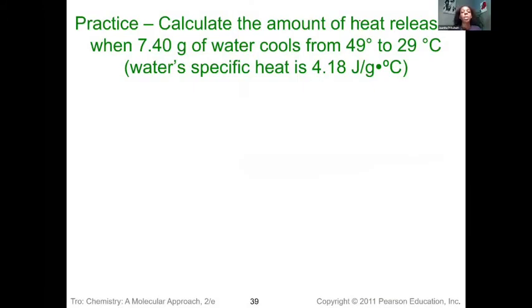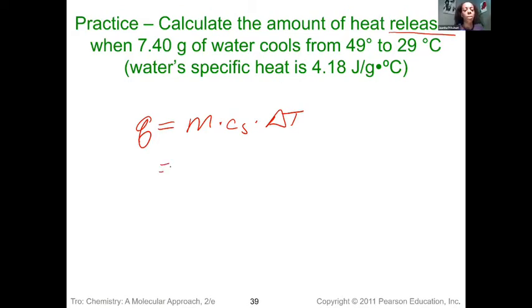Okay, so the next problem says, calculate the amount of heat released, think about what we should be expecting there, when 7.4 grams of water cools from 49 degrees Celsius to 29 degrees Celsius. And so again, here we're looking at the heat that's being released in this case. So that word release, you should be triggered to say, okay, this likely means I should come up with a negative value because it's losing this heat. It's releasing this heat out to the surroundings.